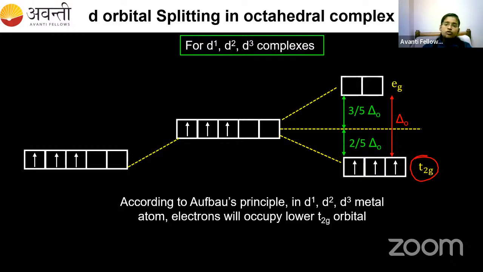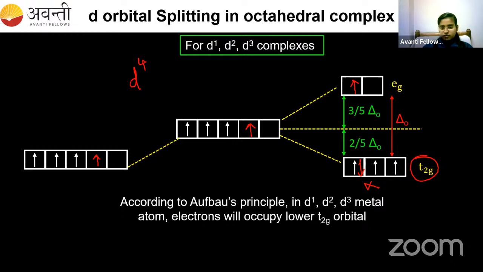If I go for D4, what do you guys think? If I have 4 electrons, all the 4 electrons will go a little bit higher in energy, no? So where will this 4th electron go? Will it get paired here in the T2G, or will it go to the EG orbital? What is your answer?